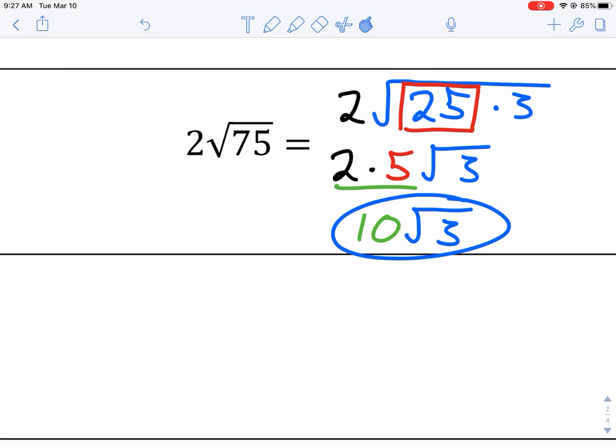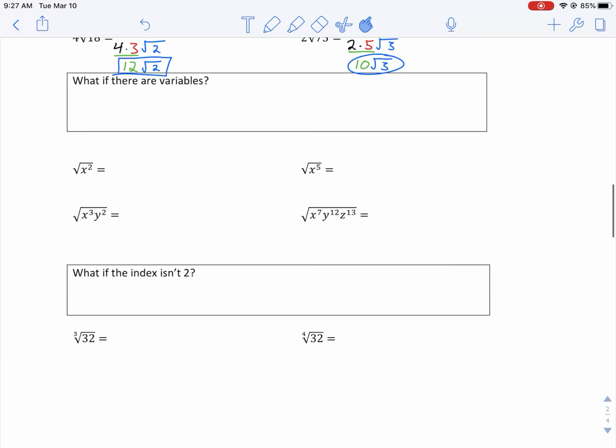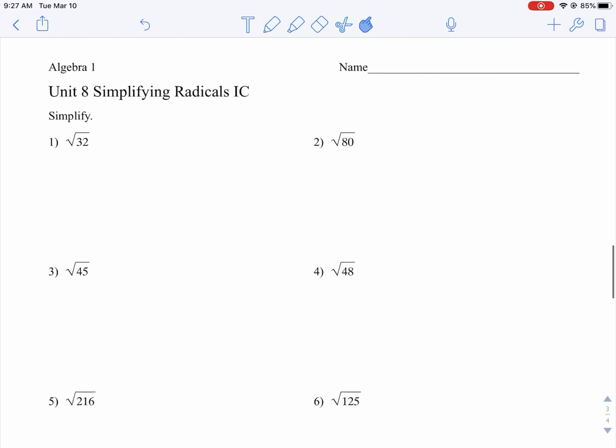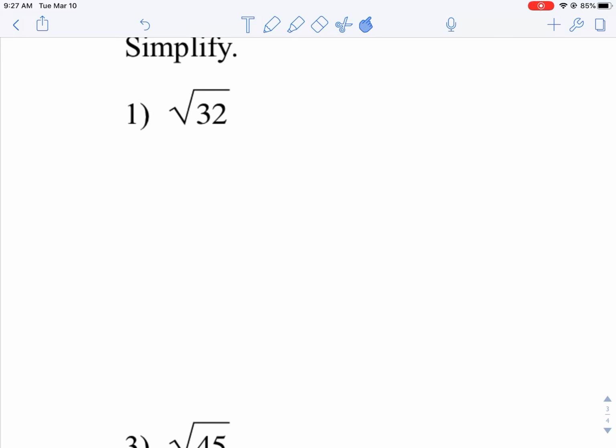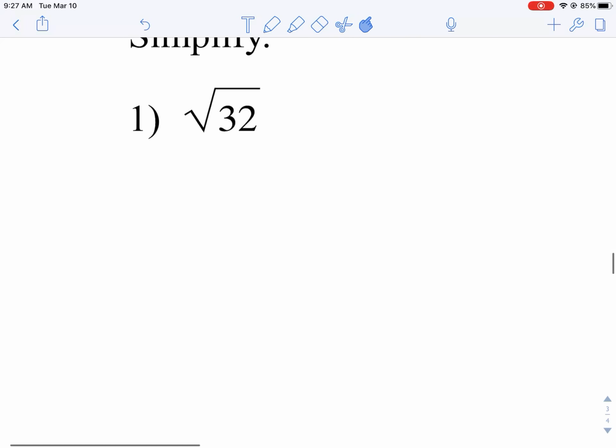Now, I have an in-class worksheet for you guys to work on and practice. What I'm going to do is go through the odds on this one and then give you the answers for the evens. And then your homework is actually going to look very similar to this worksheet itself. So let me go through the odds so that I don't take up too much of your time with a lengthy video. I'll post the worksheet answer key for you guys so that you can look at it and follow along.